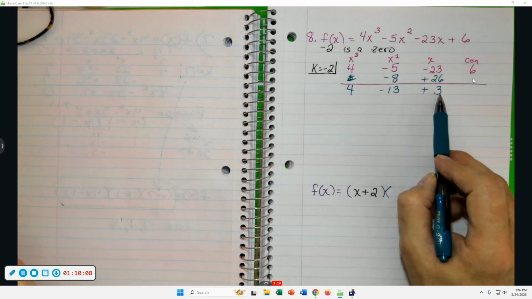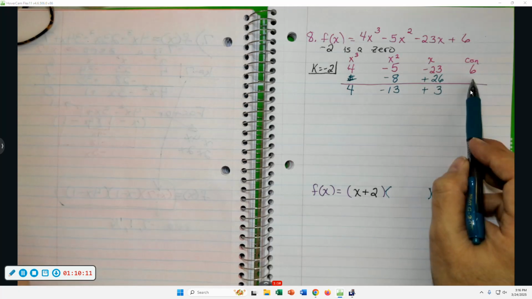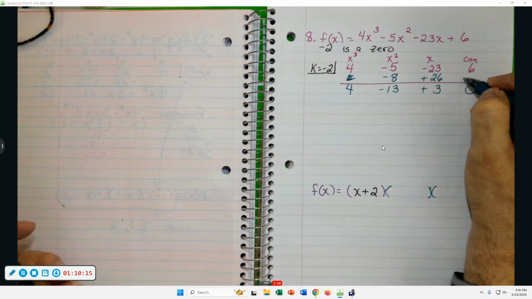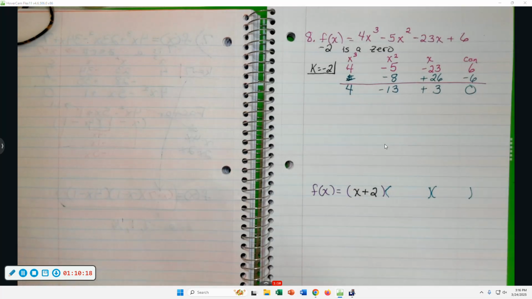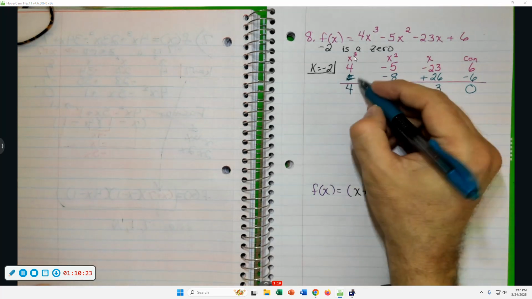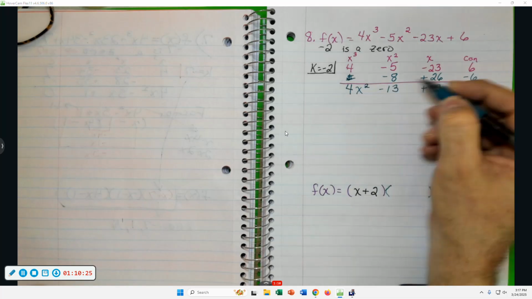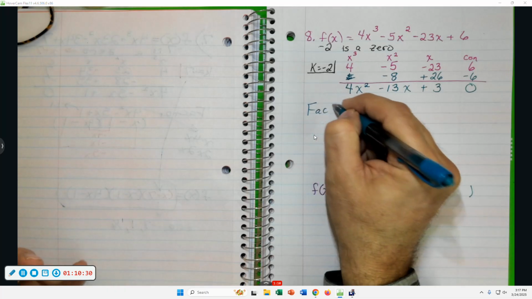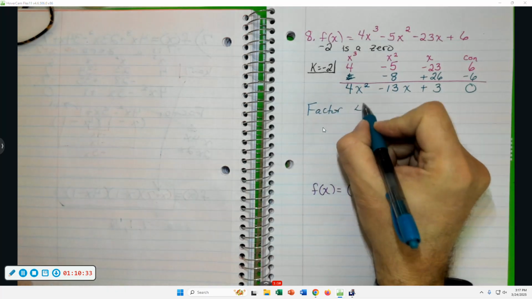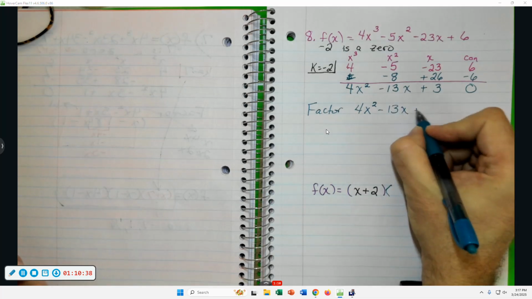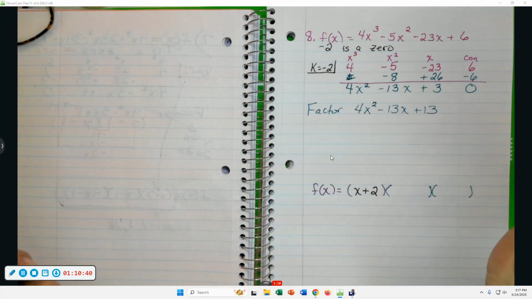What are we going to have here? We know it's got to be 0. This is going to be negative 6 right there. Now let's put in the variables. It's x squared and an x. So what we have to do now to find the other two factors is to factor 4x squared minus 13x plus 3. Oh my goodness, it is a plus 3.